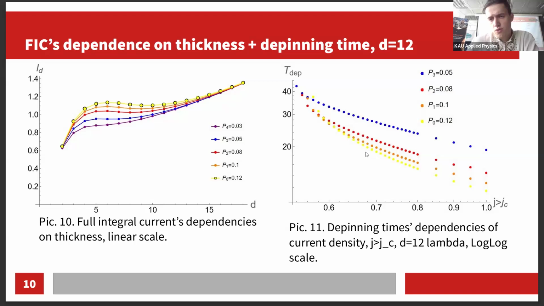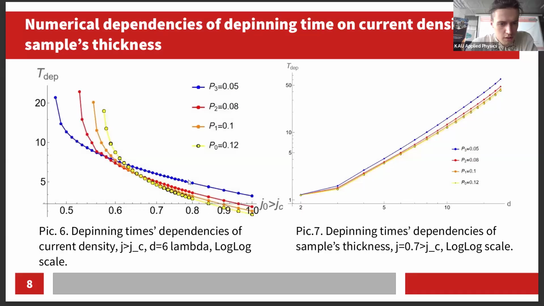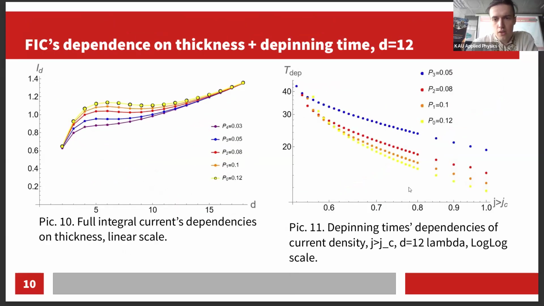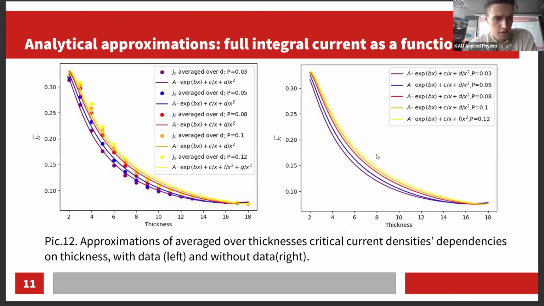And picture 11 shows the pinning time dependencies on current density value for a thickness of 12, while here it was for thickness 6. You can see that the decreases are not as sharp, and we have numerically approximated the dependencies.